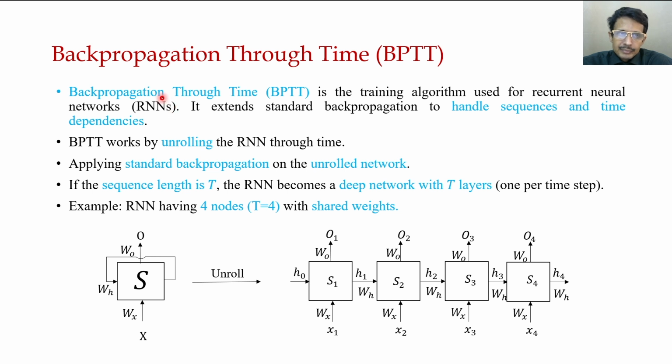neural network is called backpropagation through time. Now, backpropagation through time is essentially a backpropagation algorithm that can handle the sequence and time dependencies, and we'll see how actually it trains this RNN.